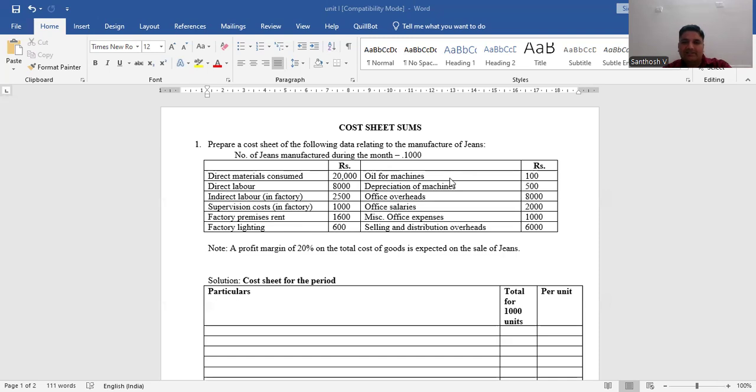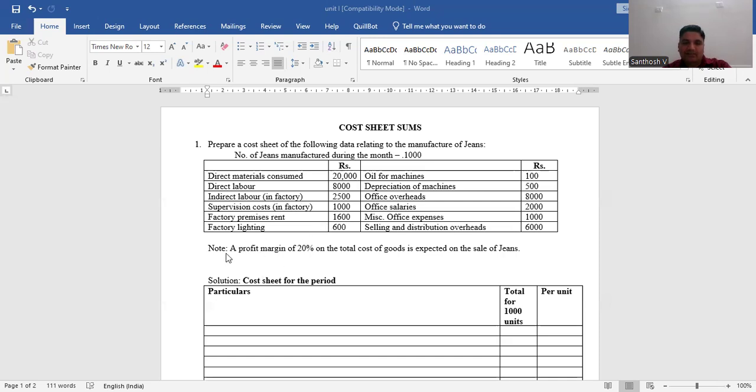Then oil for machines 100, depreciation of machines rupees 500, office overheads rupees 8,000, office salaries 2,000, miscellaneous office expenses 1,000, and selling and distribution overheads. So based on this information, we are supposed to prepare the cost sheet.